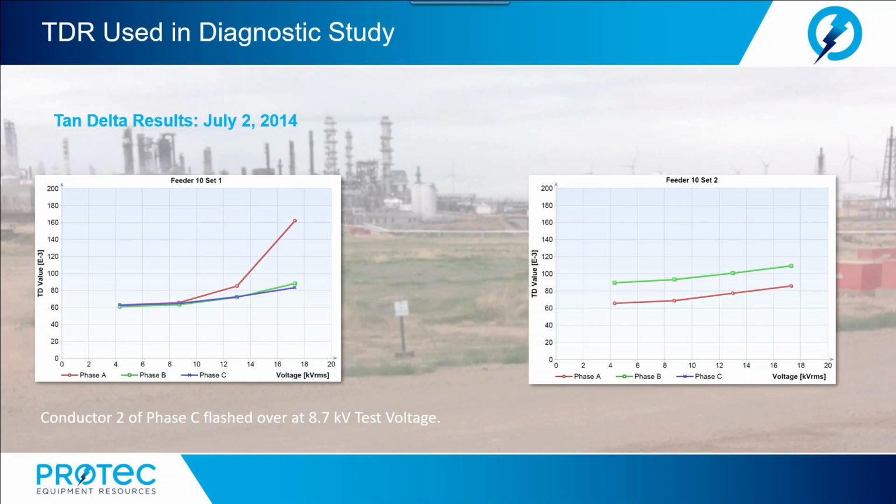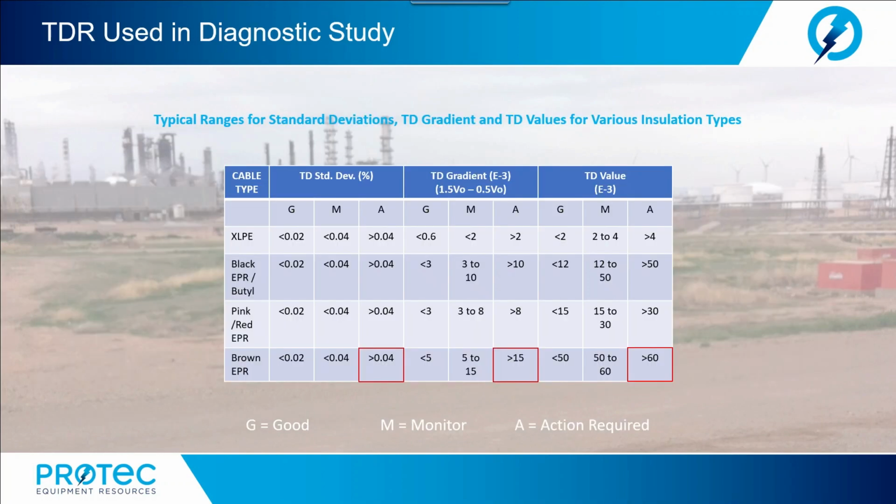Also, notice that at the 1.5 times operating phase to ground, the tan delta values were 60 and greater. Now, when we look at the typical tan delta values, the standard deviation and the differential tan delta between the 1/2 operating phase to ground and the 1.5 operating phase to ground, we can determine good, monitor, or action required.